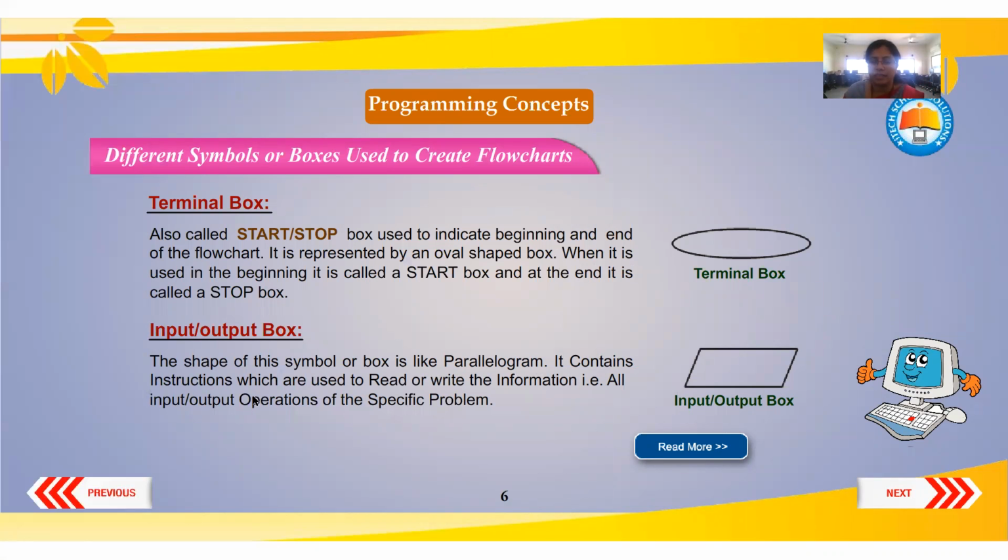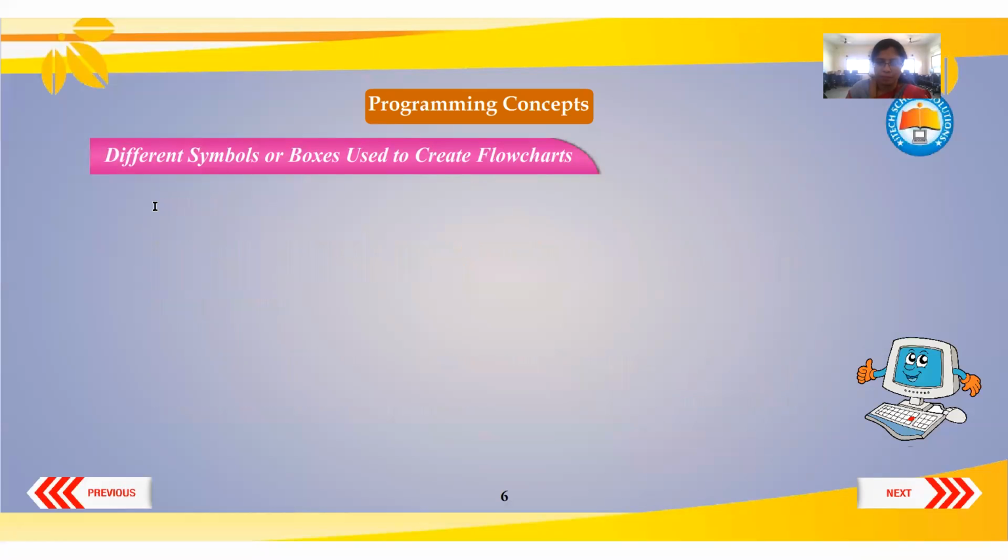Okay, so the shape of this symbol or box is like a parallelogram, correct? It contains instructions which are used to read or write information. Whenever the computer has to read some information or display some result, write the information, all these input and output operations of any problem should always be put into this input output box. So this parallelogram box is called the input output box.